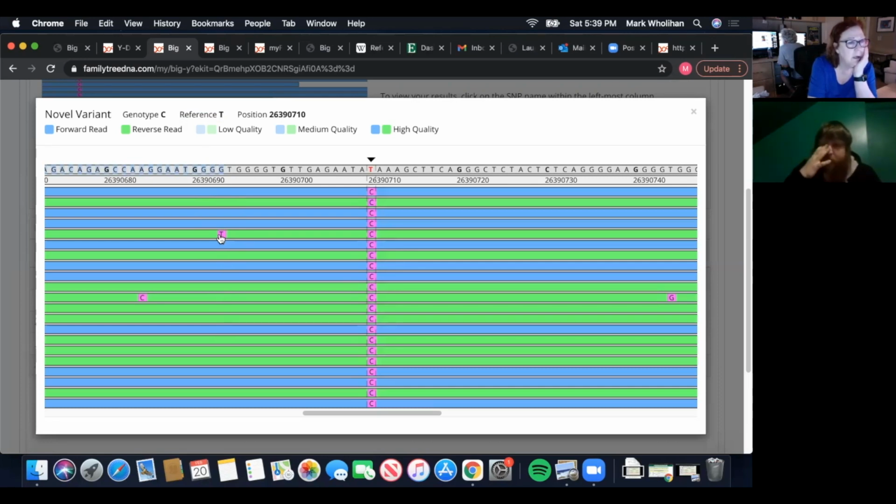I can't imagine the technology that comes up with this. But yeah, it's pretty confident that this is a SNP here, and that's what they're showing you: high quality, medium quality. They're confident that this is a novel SNP that your dad only has compared to everyone else.